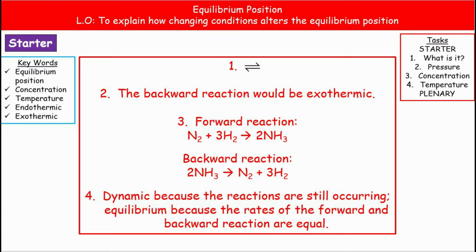So give yourself 1 mark for question 1, 1 mark for question 2. You can have 1 mark for the forward reaction and 1 mark for the backward reaction on question 3, and then a mark for saying that dynamic because the reactions are still occurring, and a mark for saying equilibrium because the rates of the forward and backward reaction are equal. So that gives you a total of 6 for today, so give yourself a score out of 6.